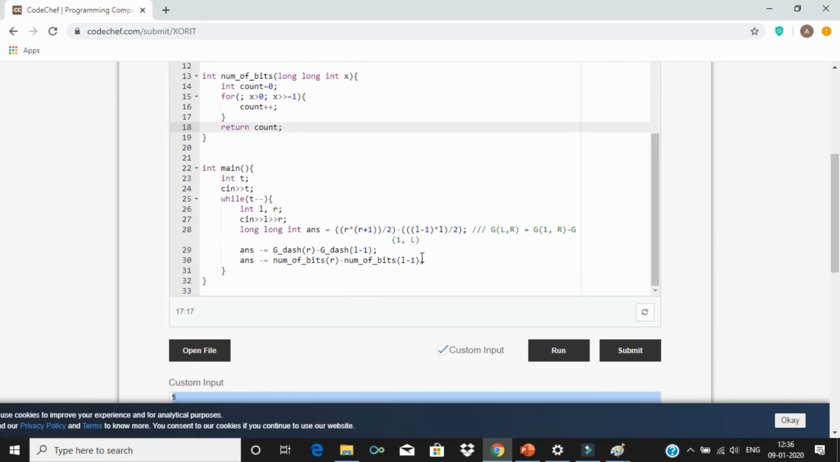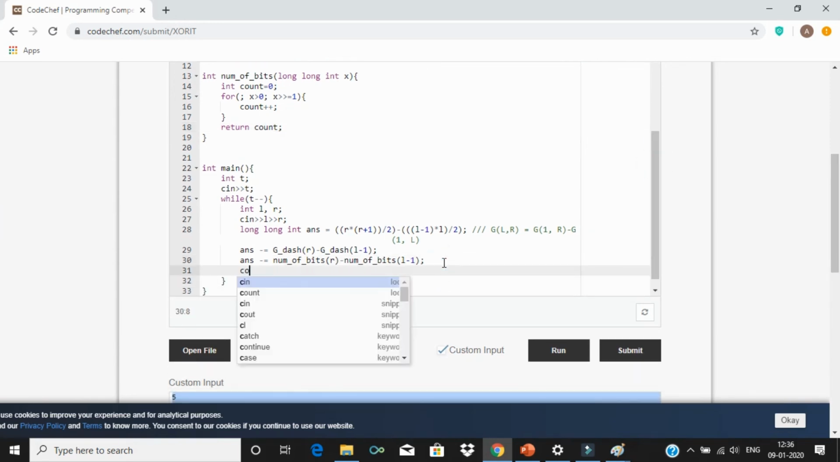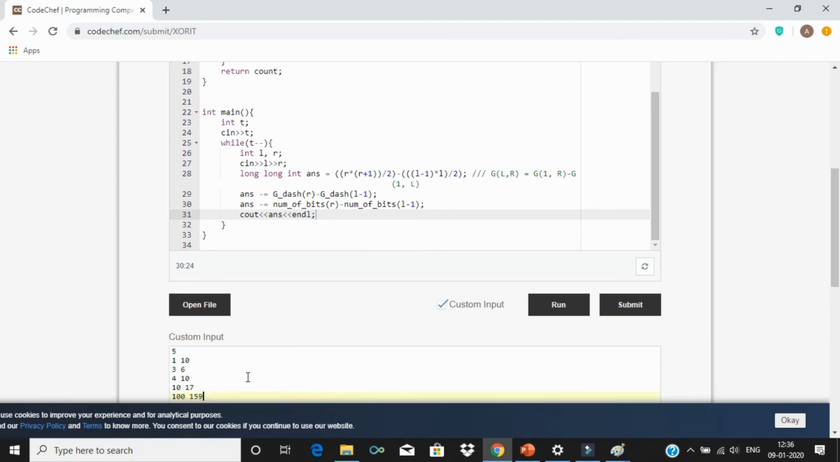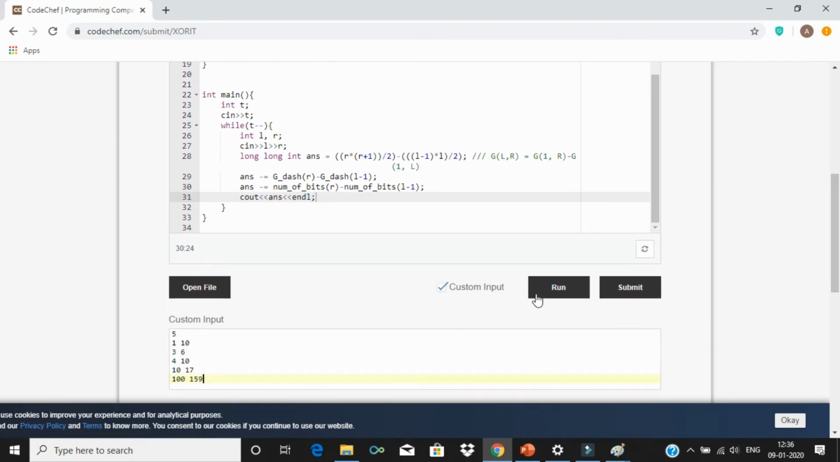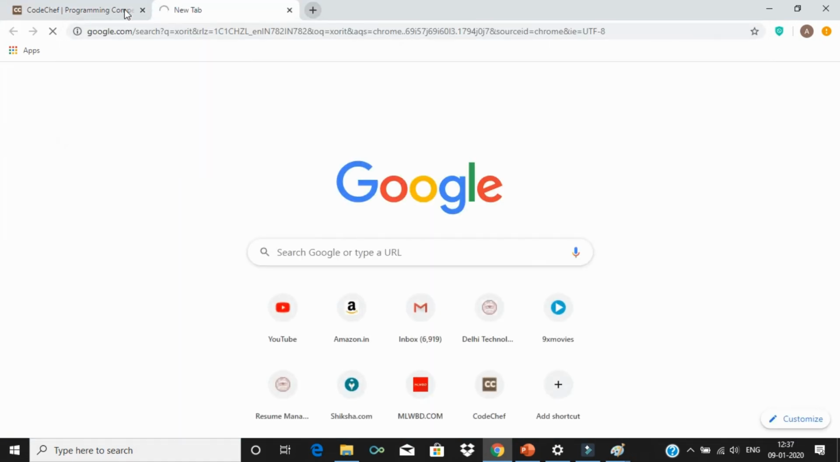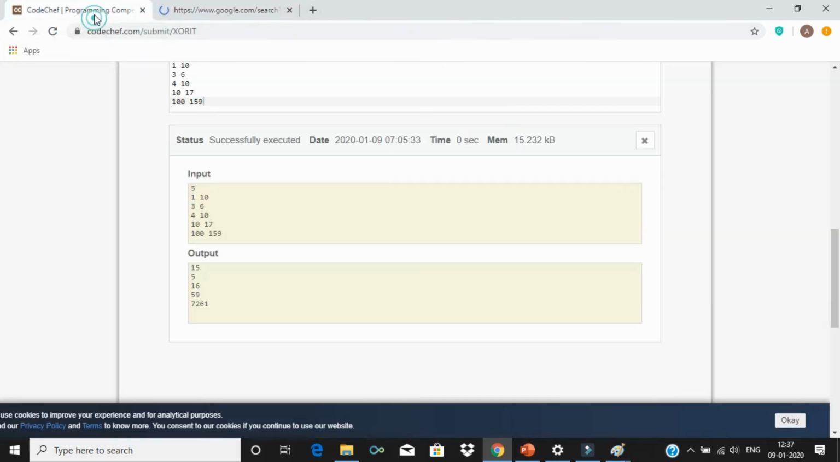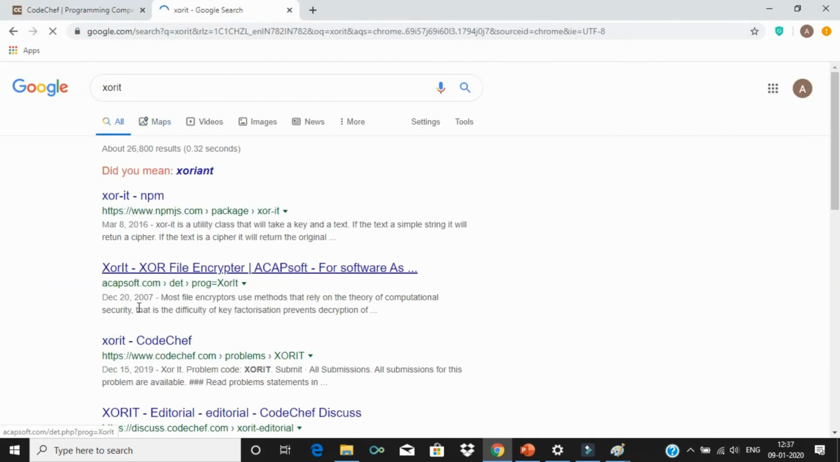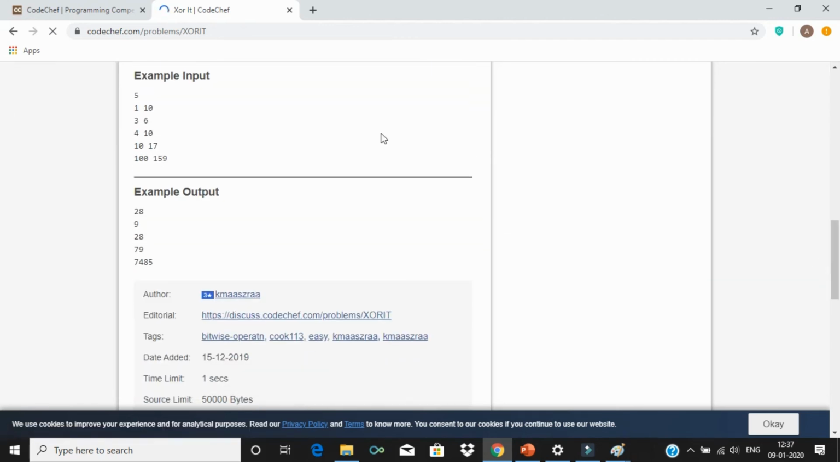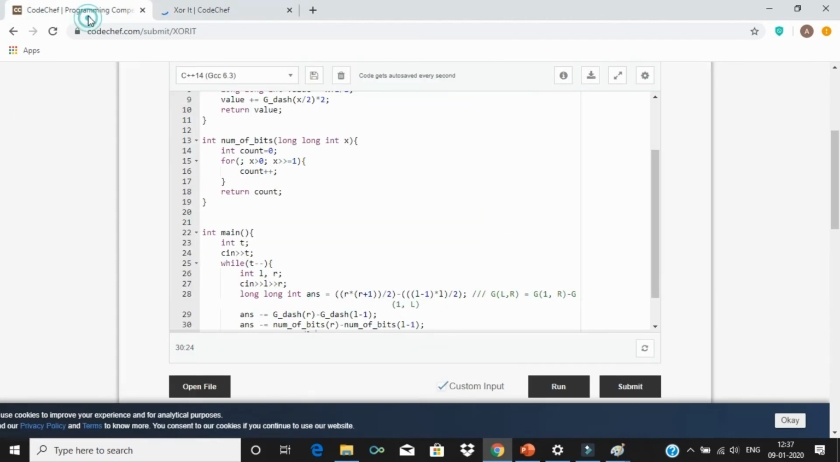Let us try to run it. Okay, well, I have not printed the output, so let me print the answer. I have taken the input already from the question. Let's run it. I guess this should be the answer. Yeah, so the answer for these questions should be 28 9 28 79.